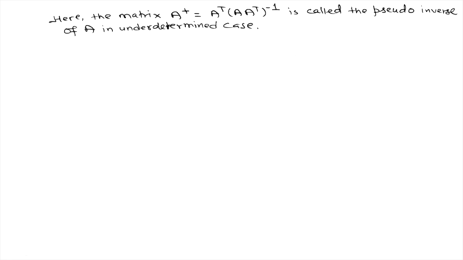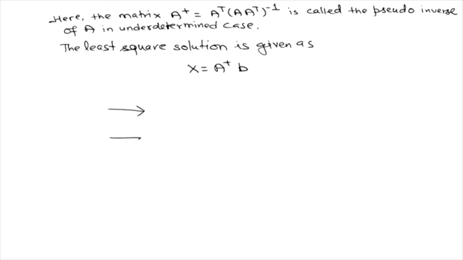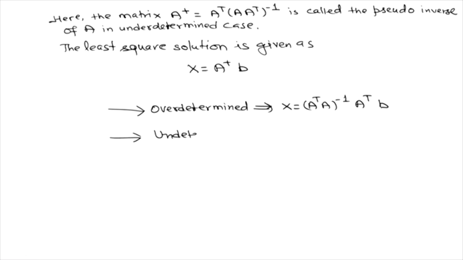So, with this, the least square solution is given as x equals A plus b. What we have learned from here is that if the system is overdetermined, then the solution is given as x equals (A transpose A) inverse into A transpose into b. If the system is underdetermined, meaning fewer equations than unknowns, then the least square solution is given as A transpose (A A transpose) inverse into b.